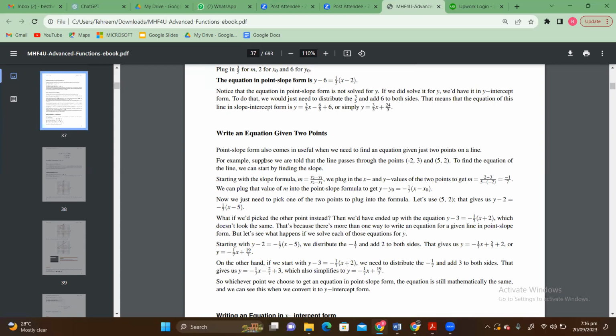Let's see. Point slope form also comes in useful when we need to find an equation given just 2 points on the line. So in the last example, we were given m and we were given 1 point, and we used the point slope formula. But now we are given 2 points and we are not given anything else.